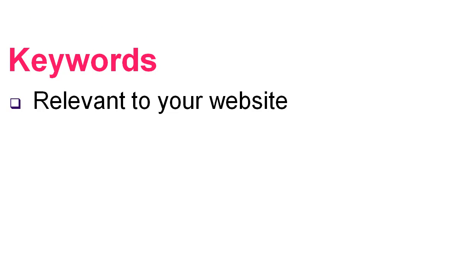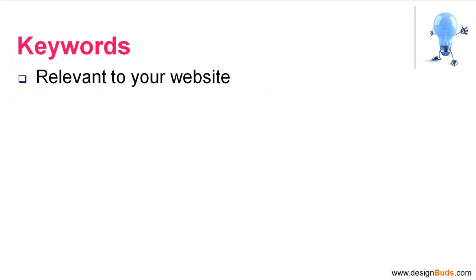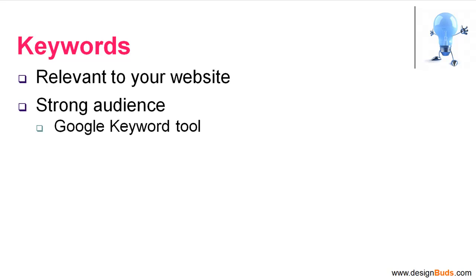Looking more specifically at those keywords, they need to be relevant to your website. Obviously, if you've got a website all about sunglasses, there's no point in using keywords such as monitors or cars or glasses. It needs to be related to your website. And each keyword needs to have a strong audience. That is, there needs to be a good number of people per month searching for your keywords.